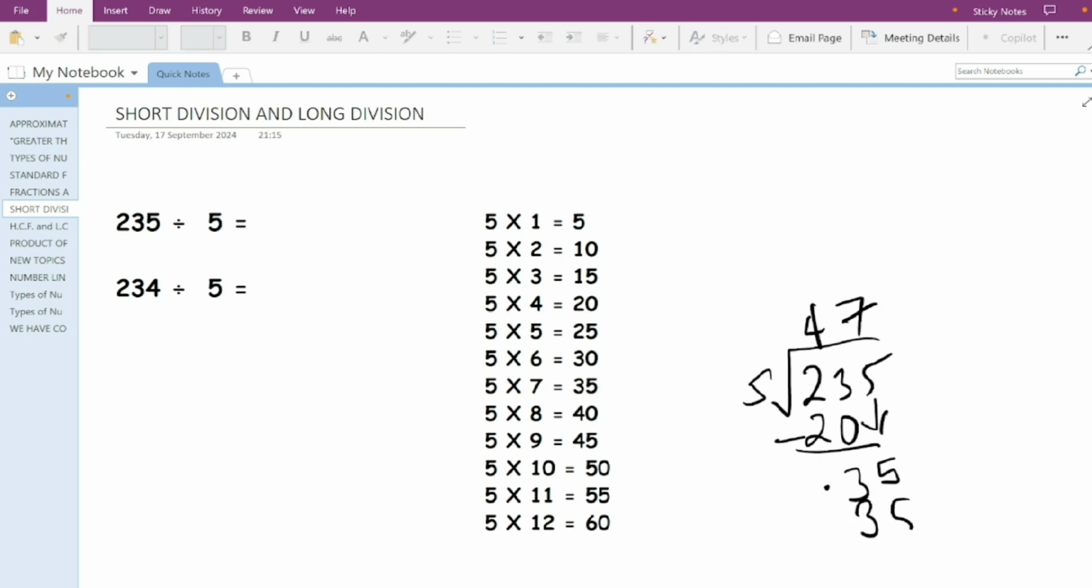5 times 7 is 35. You put your 35 below the 35, then you subtract. That 5 times 7, the result of multiplying 7 by 5, you write it here and you subtract. 5 minus 5 is dot, that's 0. 3 minus 3 is 0. So we still have our answer as 47 either way.